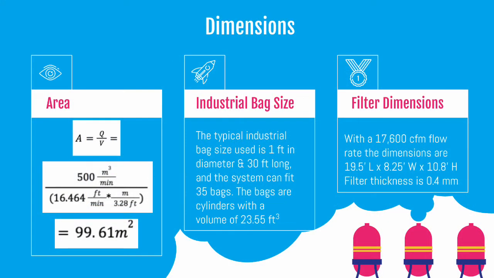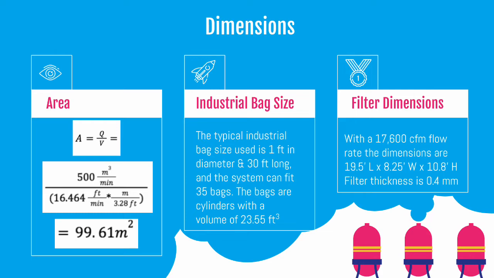The dimensions needed to complete this project are area, industrial bag size, and the filter dimensions. For our area, we took the flow rate divided by volume and got an area of 99.61 meters squared. For the industrial bag size, the typical industrial bag size used is 1 foot in diameter and 30 feet long, and the system we use can fit 35 bags. The bags are cylinders with a volume of 23.55 feet cubed.